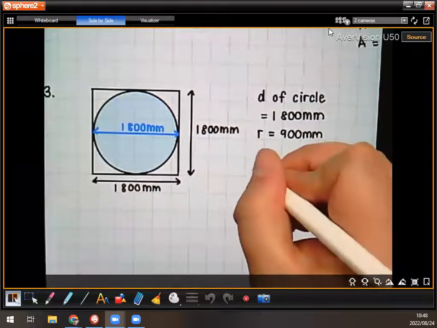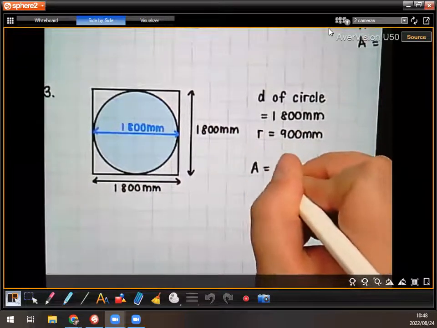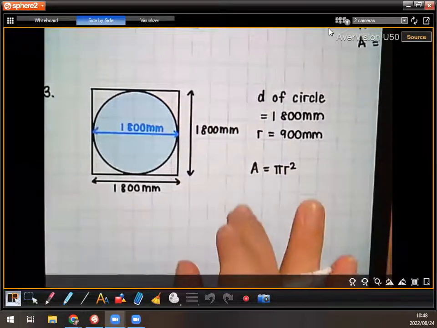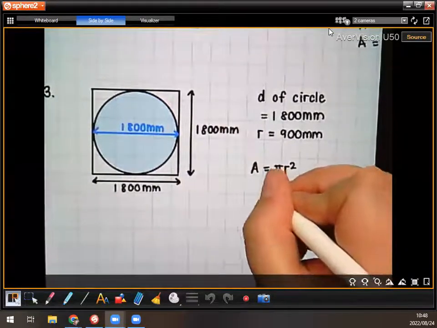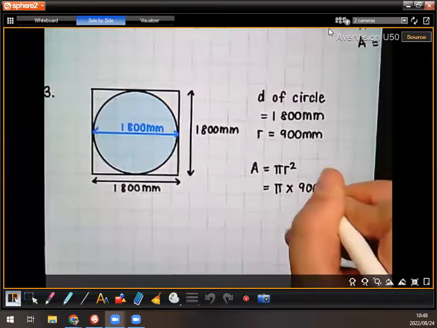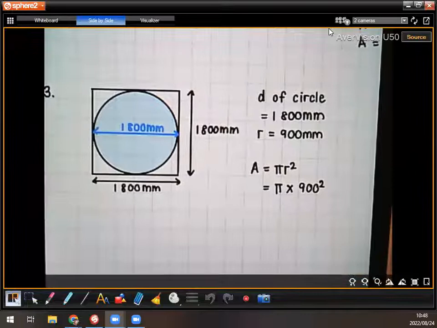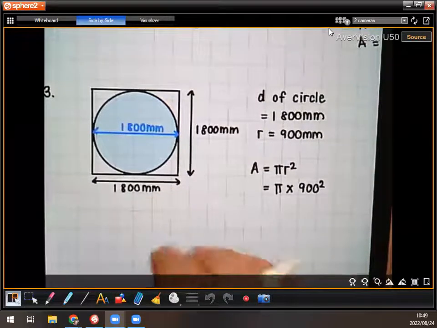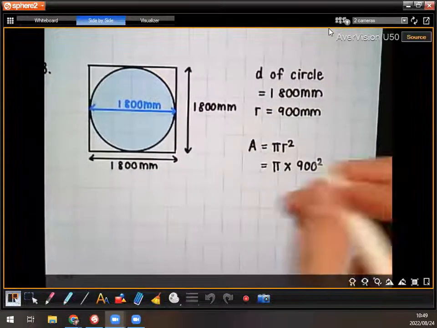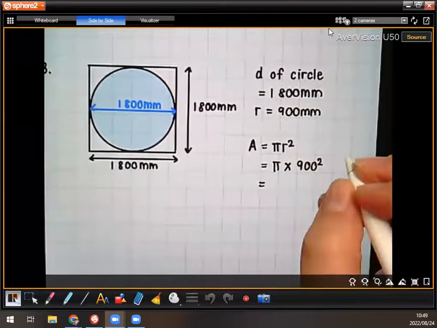So the area, what's the area again? What's the formula? Area is pi times radius squared. So that is going to be equal to pi times 900 squared. Or you can put it in brackets like I did before. Then you take your calculator, you work that out, and you will get a big answer because it's in millimeters, which is a bit odd. We don't normally work with such big millimeter values, but we do need to give the answer in this form.